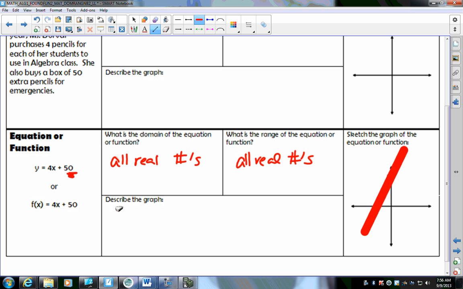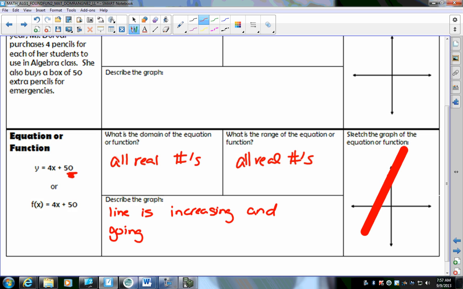Well, when I describe my graph, it's increasing, it's continuing, it's going on forever and ever. It's going on both ways. So my line is increasing and going through all the numbers on that line.